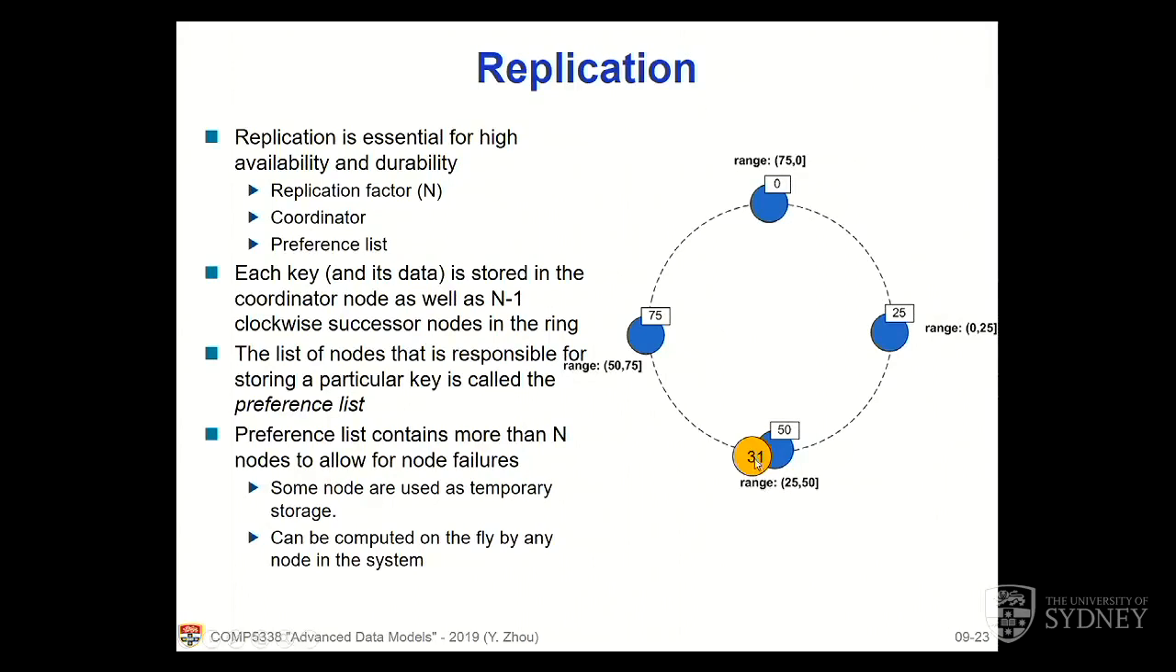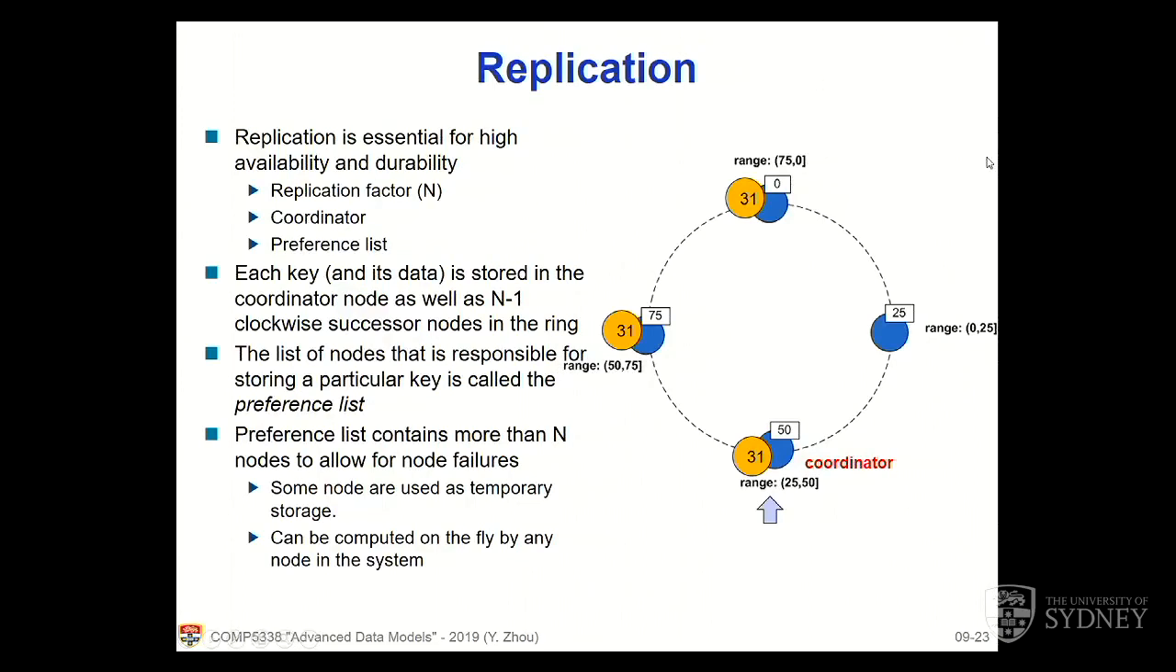So the general principle is if the key is located in this particular range, as specified by this node, then it should be replicated in the following, subsequent nodes. And depending on the replication factor, like if the factor is 3, you need to replicate 2 times, so it needs to appear in this node and this node. So that's how we determine where the replication goes.